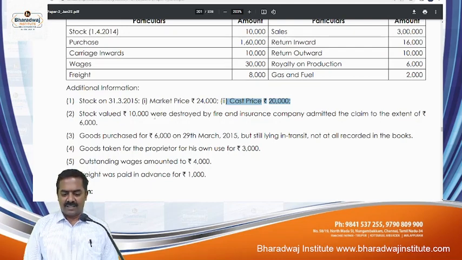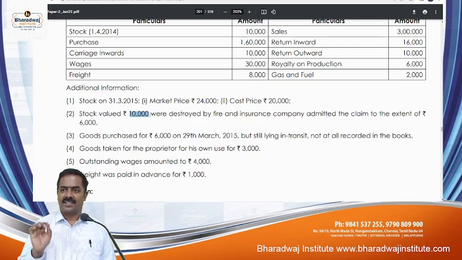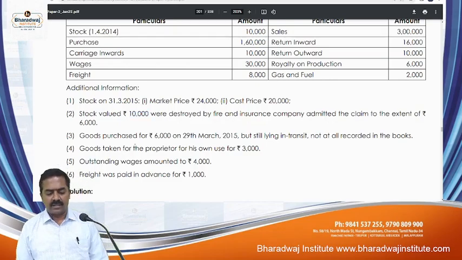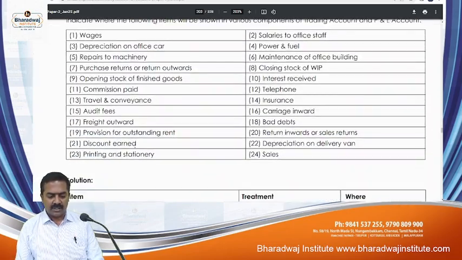Then, look, stock valued at 10,000 was destroyed by fire. Then it is an abnormal loss. What is the general entry for abnormal loss? Abnormal loss is accounted to trading account, 10,000. The claim will be adjusted and charged in P&L account. So these things you can just go through. Illustration 1 you can go through.